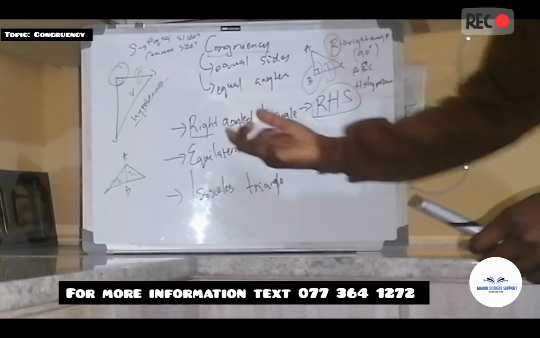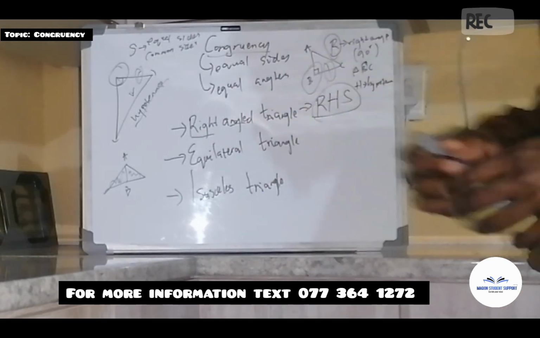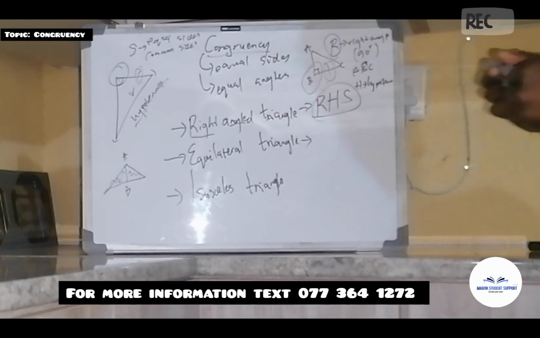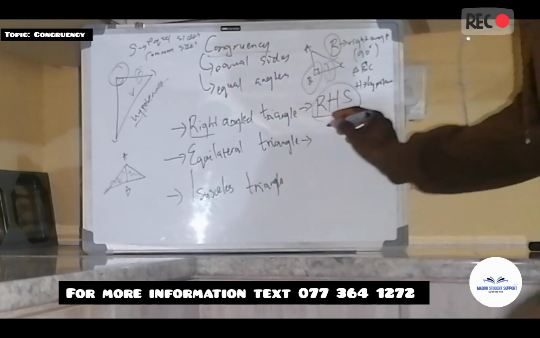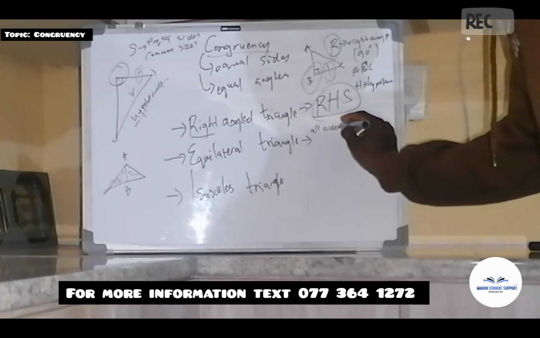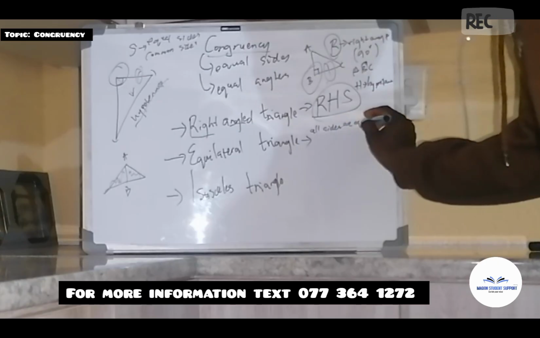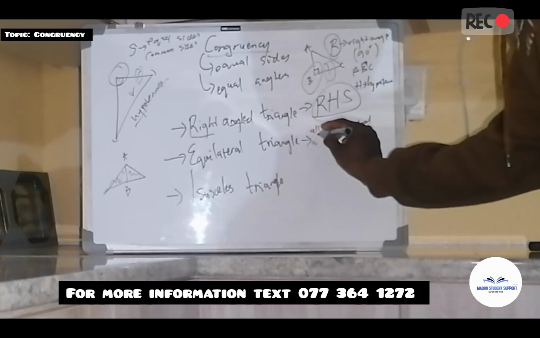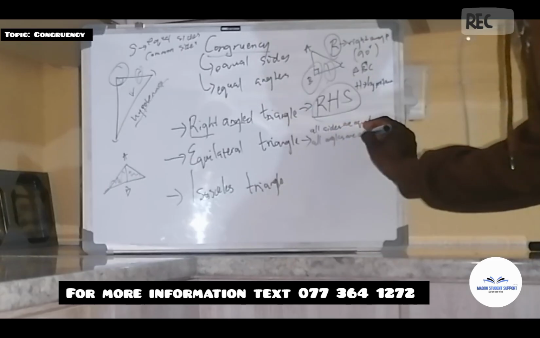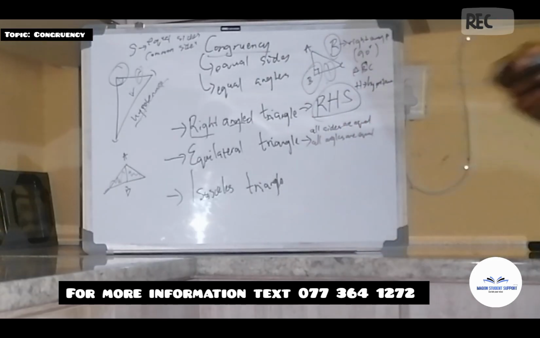The other triangle that you will be proving is the equilateral. But what do we know about an equilateral triangle? We know that all sides are equal, and all angles are equal. So that's an equilateral triangle.